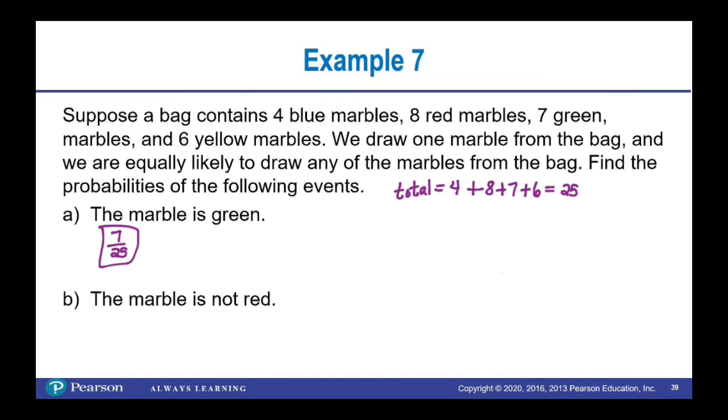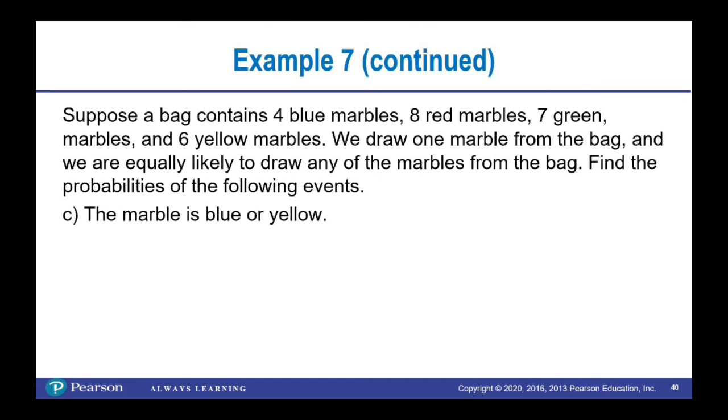In part B, we're finding the probability that a marble is not red. So for the not, we can say 1 minus. There are 8 red marbles out of 25 total. Find your common denominator of 25, and 1 becomes 25 over 25, and subtract, and we get 17 out of 25.